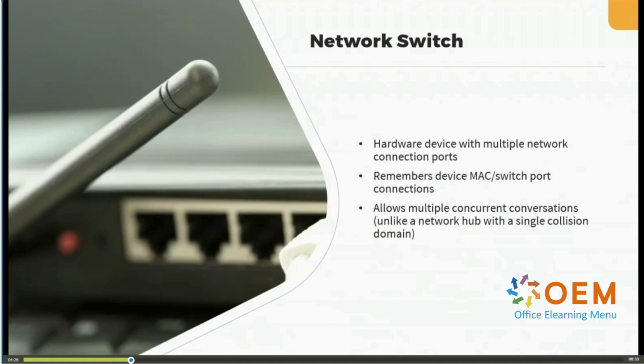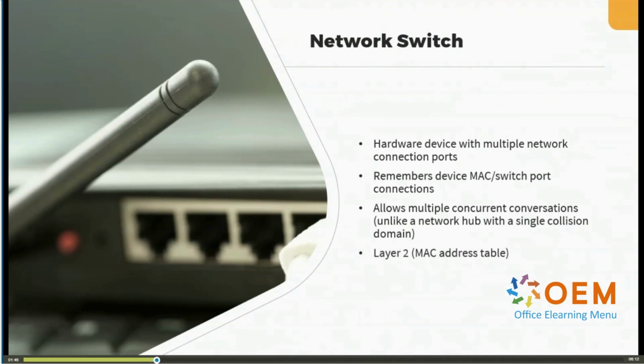A traditional hub is one big single collision domain, meaning there can only be one conversation on the network at a time. Because when one machine sends a transmission to another and they're plugged into a hub, that transmission is flooded to every single hub port. That's not the case with the network switch.